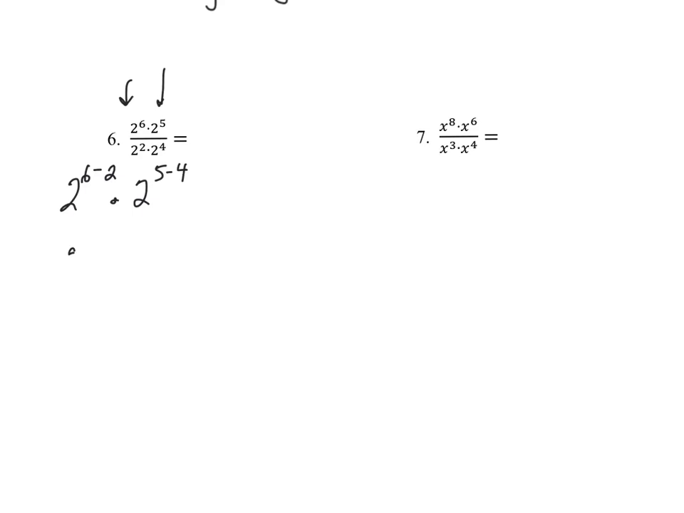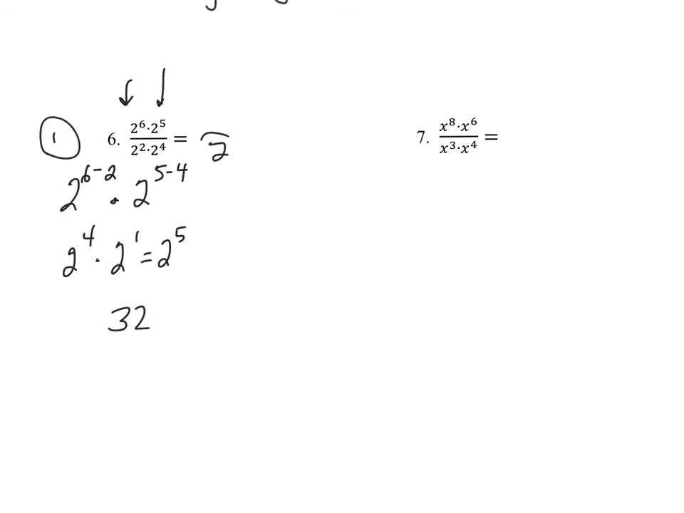So 2 to the 6 minus 2 is 2 to the 4th times 2 to the 1st, which we know we have to add our exponents. So then that's 2 to the 5th. So that's one way to do it, which is going to give you 32. The second way, so that's the first way.